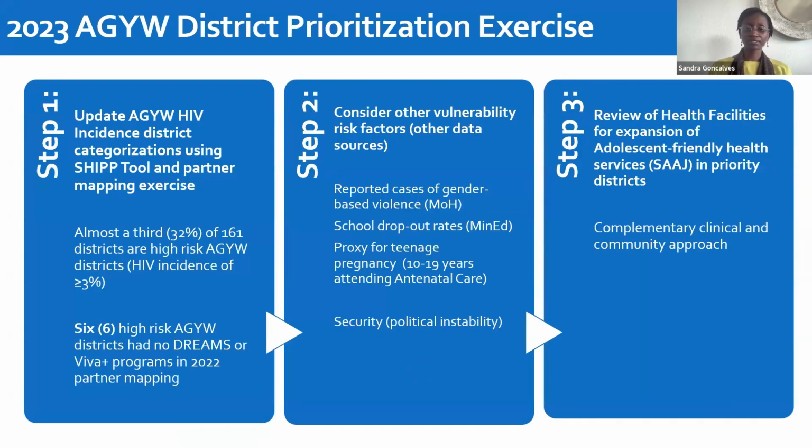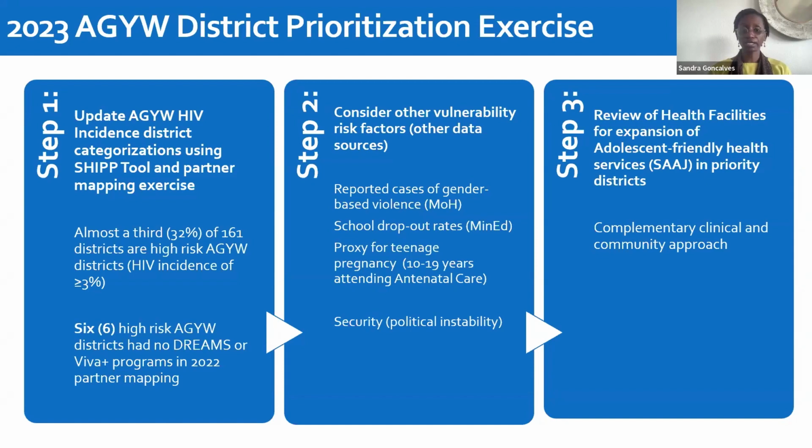So in 2023, as Clemens was presenting, the SHIP tool was made available, and it was used by the Mozambican Technical Working Group for AGYW district prioritization, specifically for the Global Fund proposal GC7. And so just in broad terms, the first step was to use the SHIP tool to update HIV incidence and district categorization. So were there any changes in terms of partner presence and high HIV incidence? And what we found was there were 6 districts that did not have any programs.